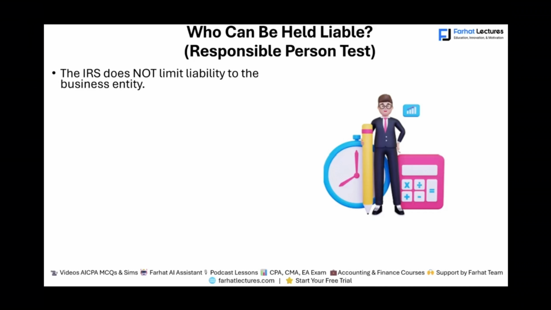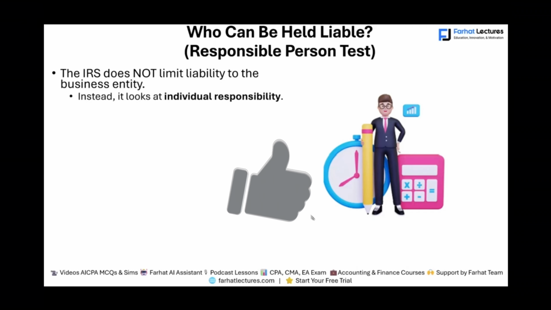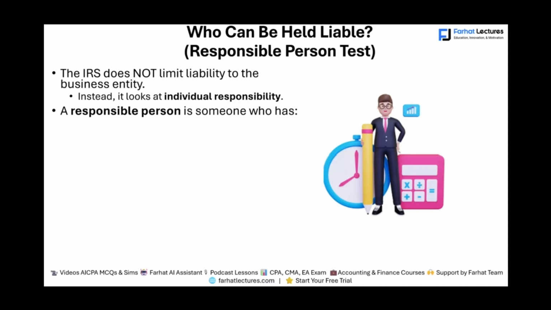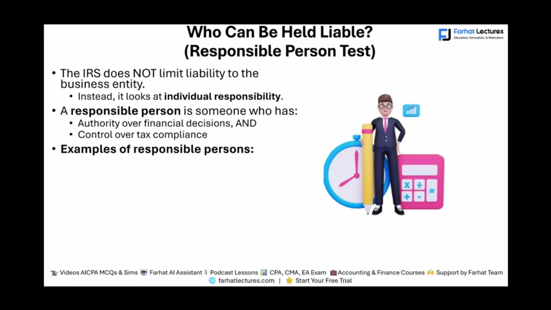What does that mean? It means people working there can be individually responsible. And this is getting very serious, because the responsible person is someone who has the authority over the financial decisions and control over tax compliance. Who could be those people in the company?